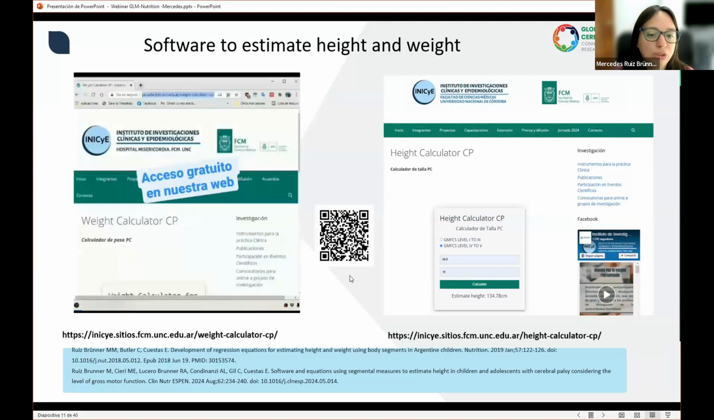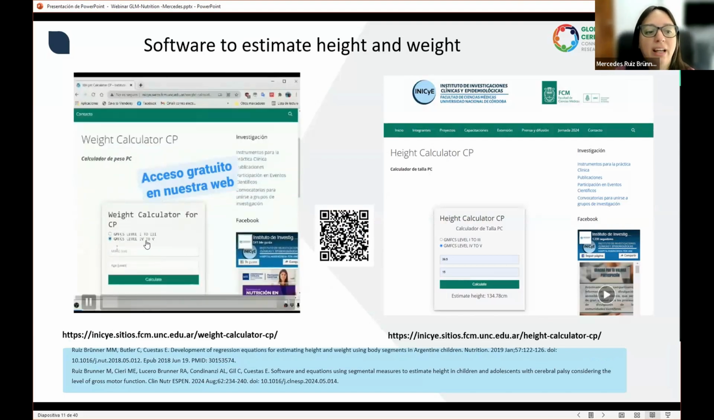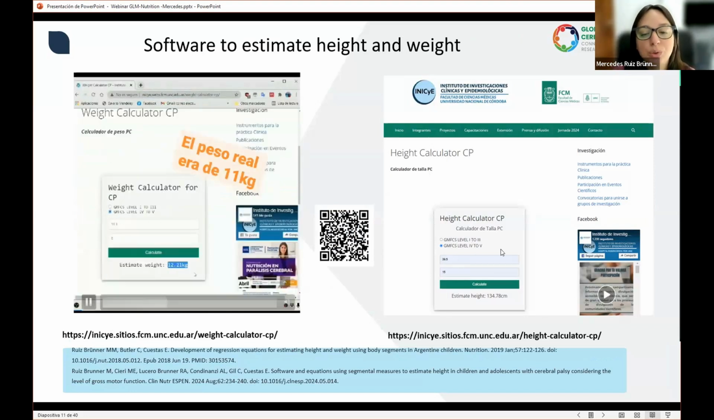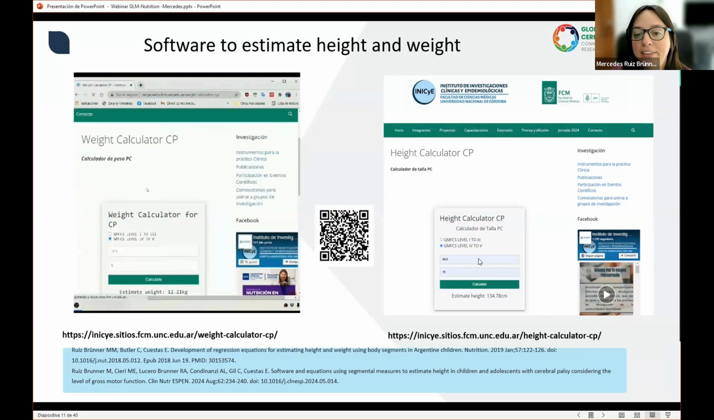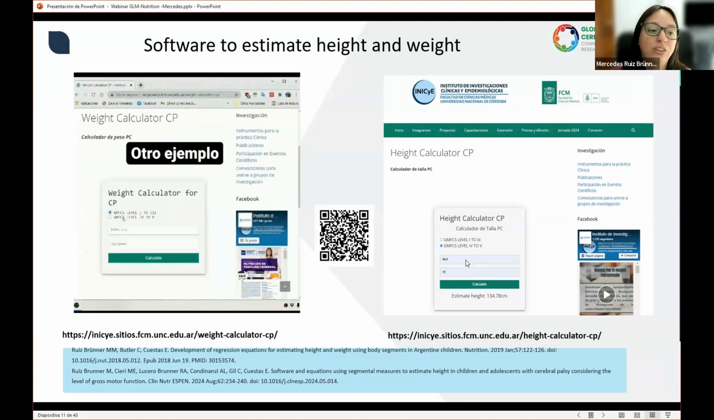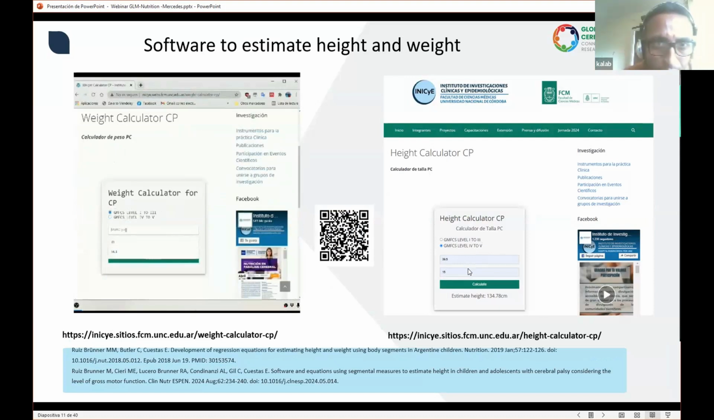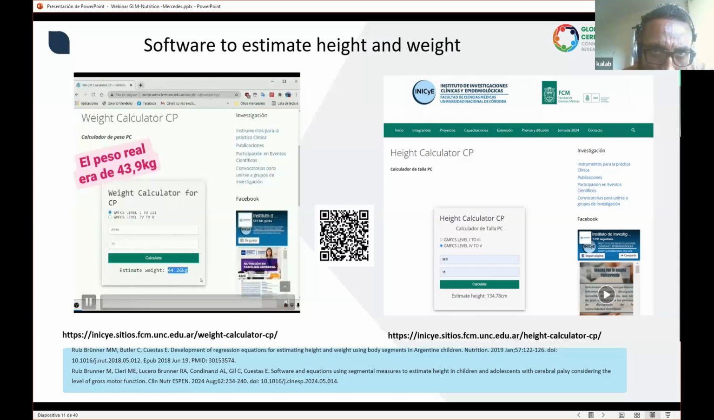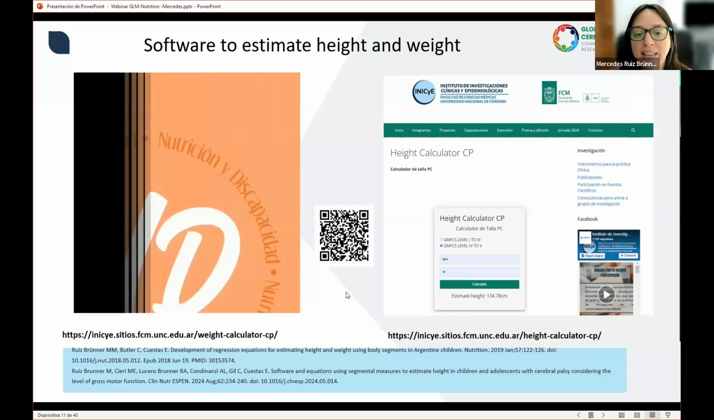Also, you can access through this QR code. We have in our webpage, you can calculate the estimation of weight or height, and put in all the numbers. You should only choose the GMF level and then put the knee height or the middle upper arm circumference and the age, and you can calculate the estimation value. This is the same as applying the full equation. You can do it also with the calculator, but this is a much easier way to calculate them.